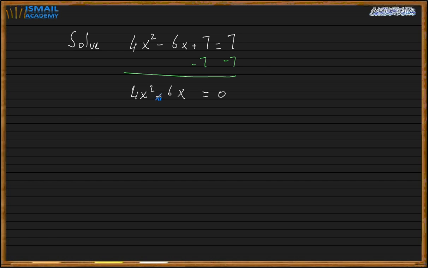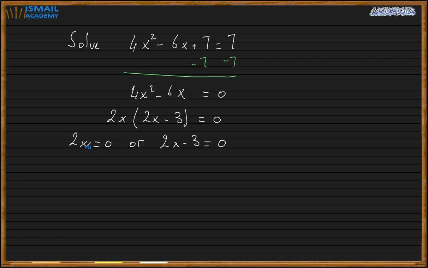Now I have 4x squared minus 6x equals 0, so I have x as common factor, and 4 and 6 have a common factor, which is 2. So I take 2x as a common factor. What's left is 2x minus 3 equals 0. The product of two numbers is 0 if one of them is 0, which means I will have either 2x equals 0 or 2x minus 3 equals 0. Please don't put 'and', because some students just put 'and'. No, either one of them is 0. So don't use the word 'and' here.